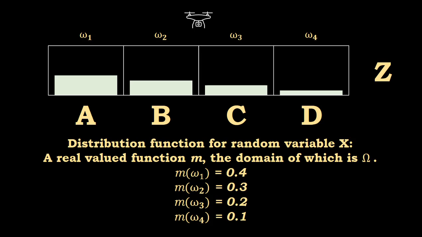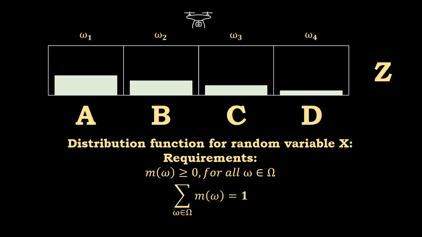The m of omega 2 is a function that will assign the value 0.3 to omega 2. That is because the population in omega 2, or in region B, is 300,000 over a million, which is 30%. So in terms of probability it would be 0.3. And the same with m of omega 3, it's 0.2 because 200,000 people live in that area, and m of omega 4 is 0.1 because 100,000 out of 1 million people live in that area.